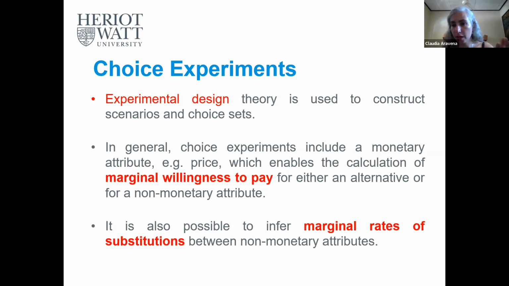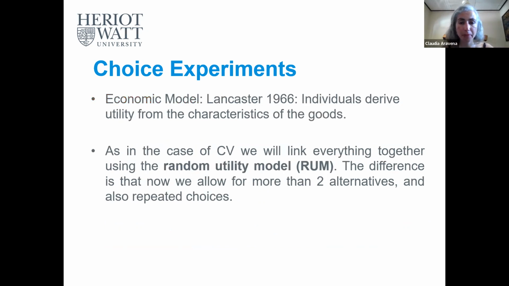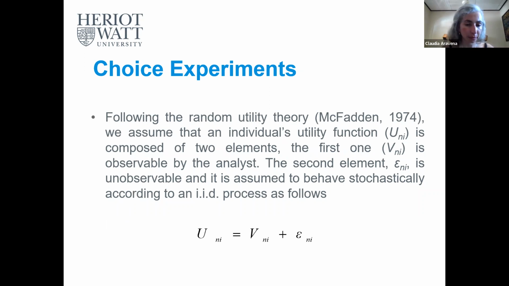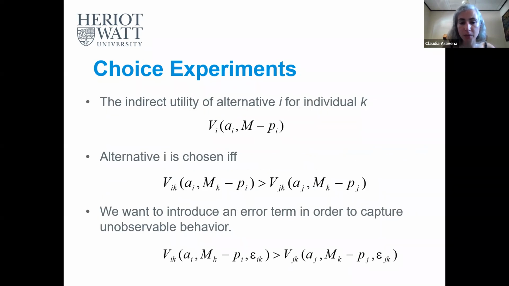And another thing, you can estimate a marginal rate of substitution between the different attributes. The way this is modeled is exactly the same as the contingent valuation, with a random utility model. It's the same indirect utility function, but in this case you will have two options, option I and option J. You will choose option I only if that option gives you a higher utility than option J.